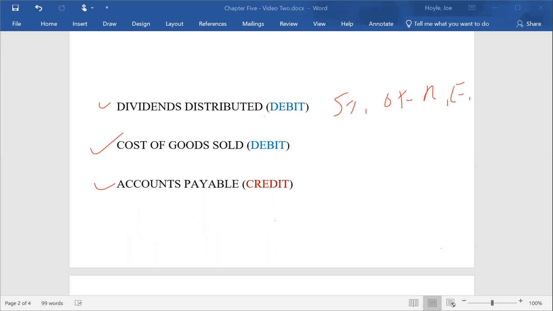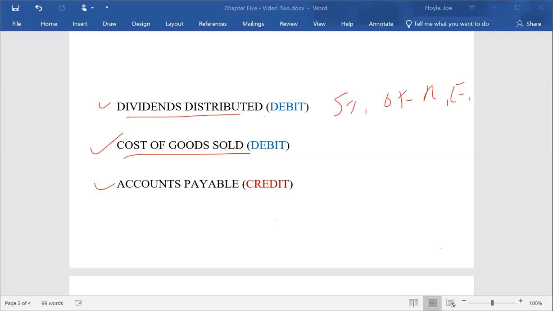It is not reported on the income statement. It is not an expense because it doesn't help you generate revenue. Dividends distributed is simply a sharing of the net assets with the owners as a reward for them being owners of a company that's had success. Where does it appear? In the statement of retained earnings.